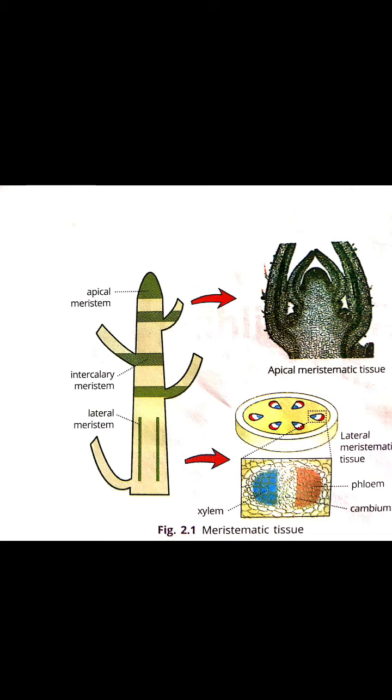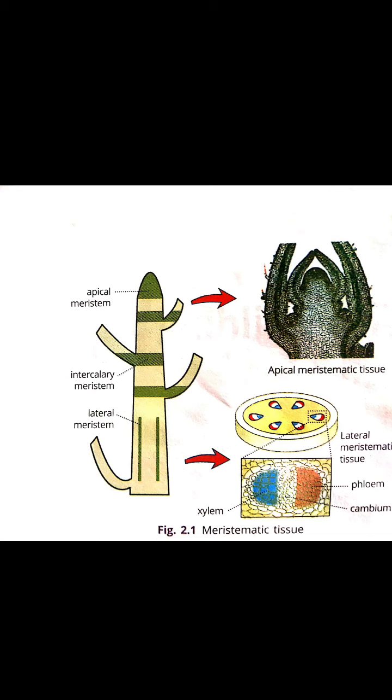Apical meristematic tissue: the name indicates apical, that means the apex part of the plant, where the growing region is. It is responsible for the growth of the plant, whether it is top growth or downward growth, as in the case of the root.